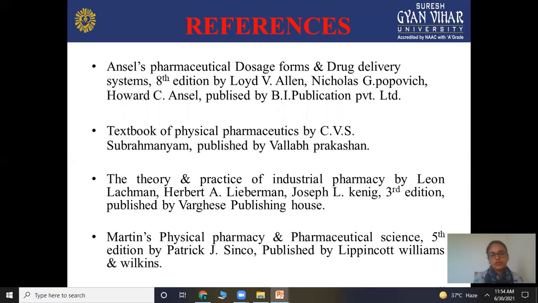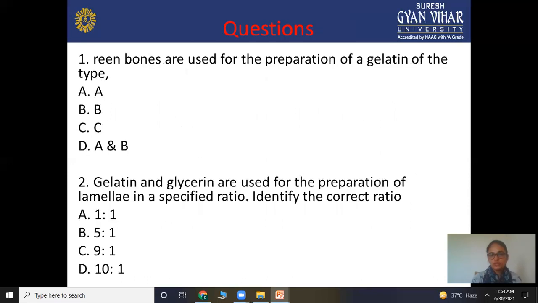Next, the third reference is The Theory and Practice of Industrial Pharmacy by Leon Lachman, Herbert A. Lieberman, Joseph L. Kanig, third edition, published by Lea & Febiger. Next reference is Martin's Physical Pharmacy and Pharmaceutical Sciences, fifth edition, by Patrick J. Sinko, published by Lippincott Williams & Wilkins. These are the references for this topic, hard gelatin capsule, including introduction, types, and different gelatin material. Then next is the question part.